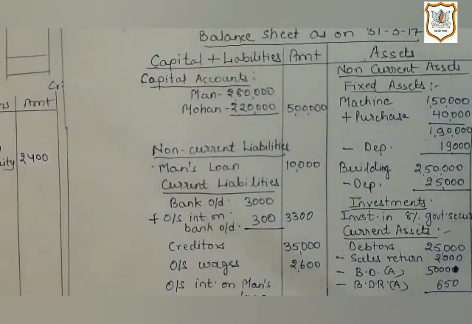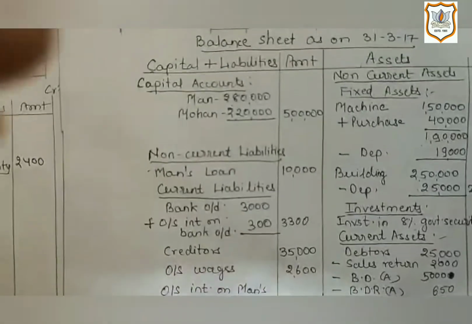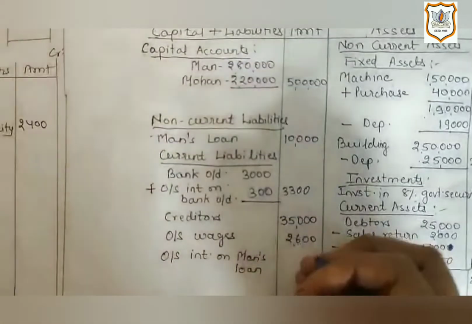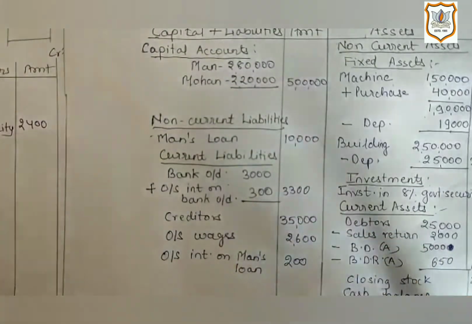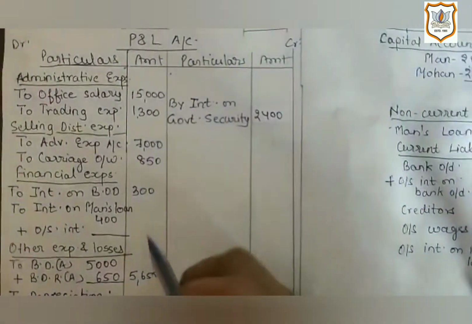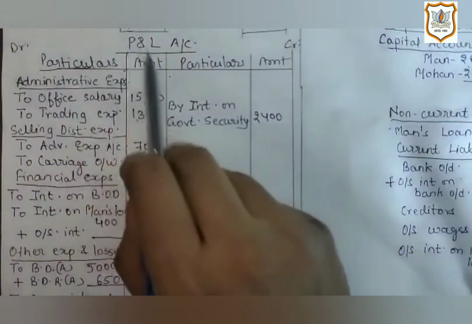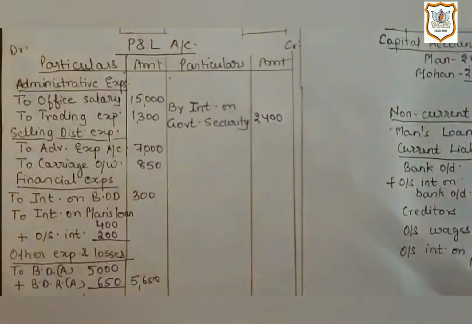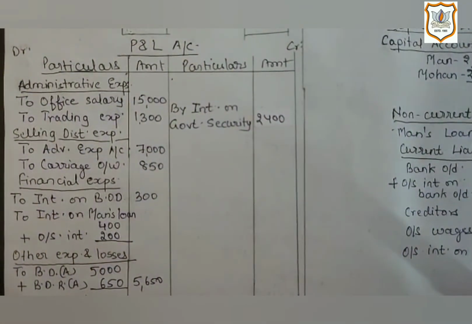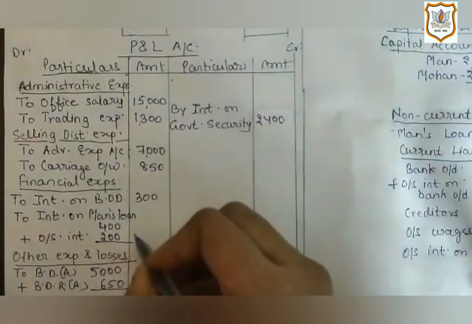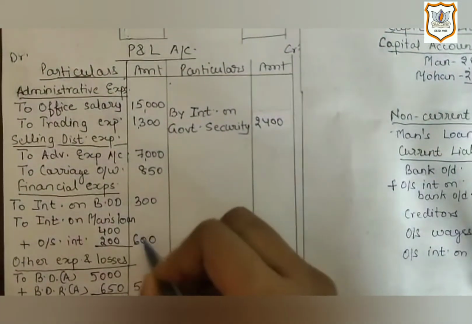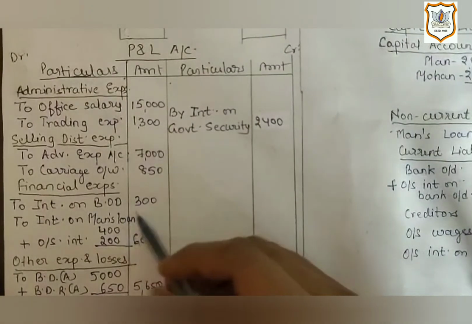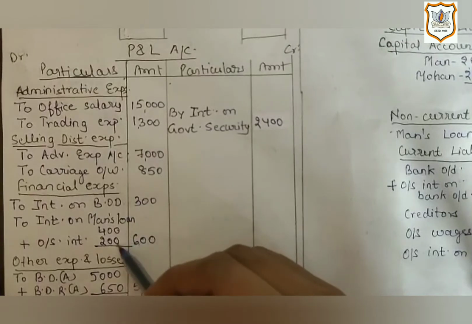The first effect would be on the liability side of the balance sheet under the heading of current liabilities, 200. And the second effect would be on the debit side of the profit and loss account, as it is an expense for the firm which belongs to the current year and which is unpaid. So here the total is 600. Out of 600, 400 is paid by the firm and 200 is yet to be paid.